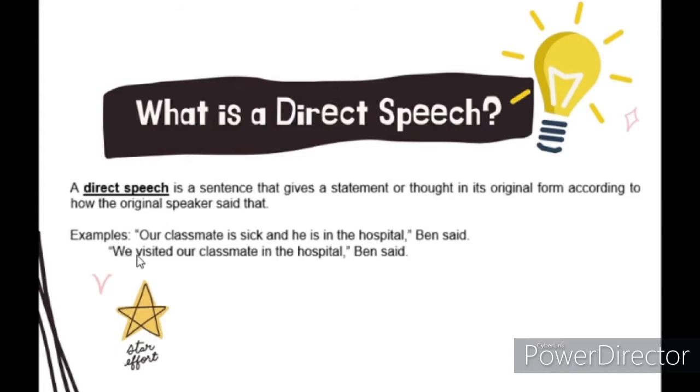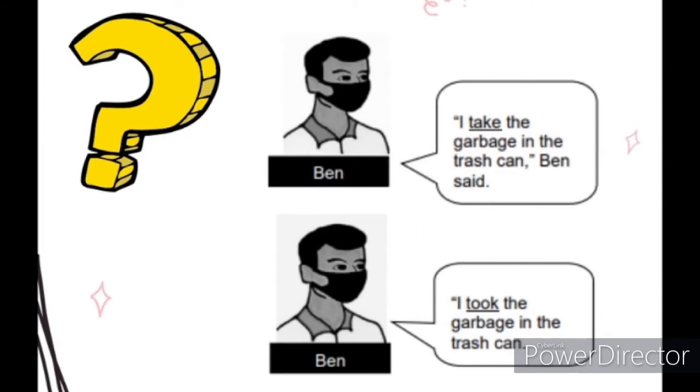Another example, "We visited our classmate in the hospital," Ben said. Again, as you can see, there are quotation marks around the statement and, of course, the speech tag, the one who said it. That is how to identify a direct speech. Now, let's take a look at the short dialogue a while back. Let's focus on Ben's lines. Note that Ben's lines are original lines based on how the speaker mentioned it. Both lines are enclosed with quotation marks. These lines are examples of a direct speech.